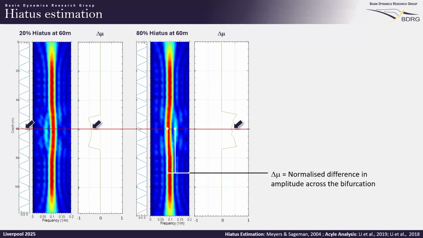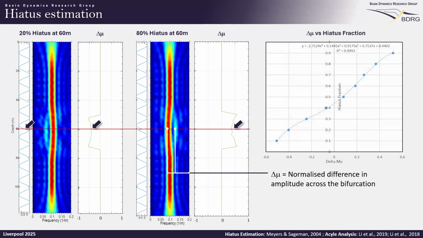But perhaps more importantly than that, these authors discovered that the delta mu value at that point is directly proportional to the percentage of cycle that is missing at the hiatus at that point. That's virtually a straight line. The quadratic is a slightly better fit, but it's virtually a straight line. So if you can calculate that from this signal, you can work out how much signal is actually missing as a proportion of the input signal.